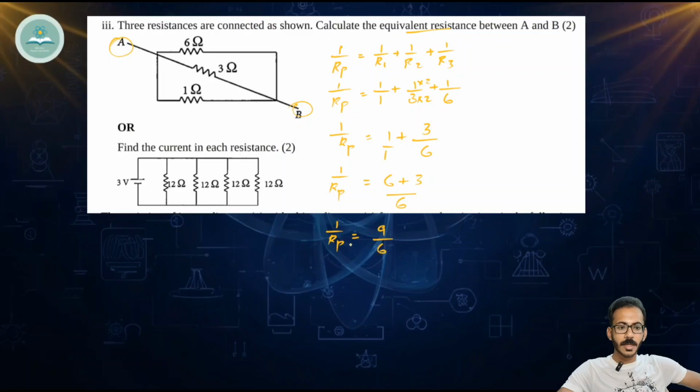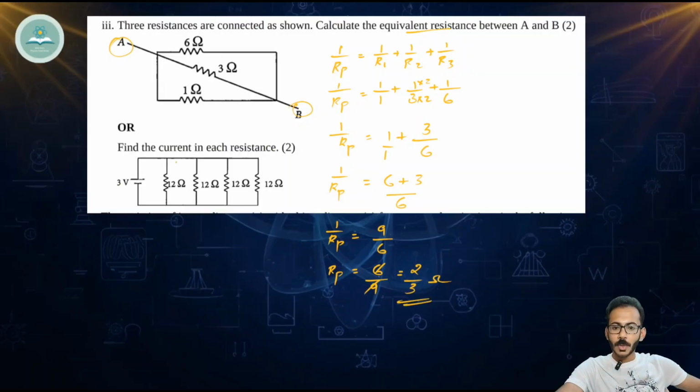When we take the reciprocal, Rp is equal to 6/9. When we cancel with 3, 3 twos are 6, 3 threes are 9. 2/3 ohm is the answer. So the effective resistance in this parallel connection is 2/3 ohm.